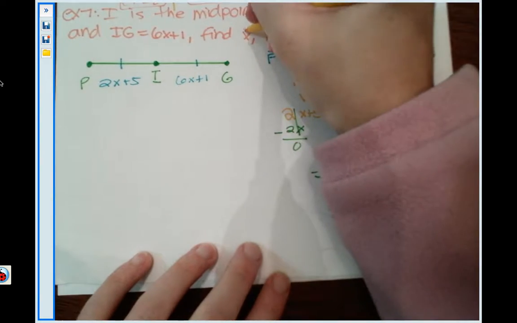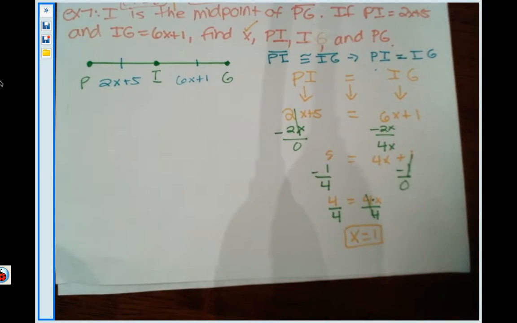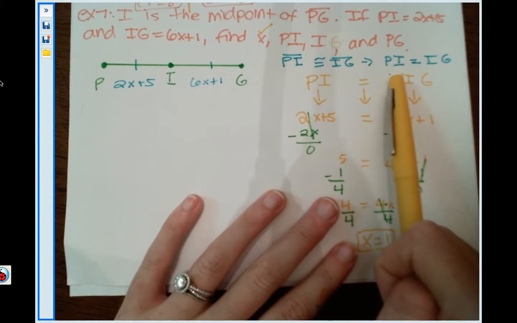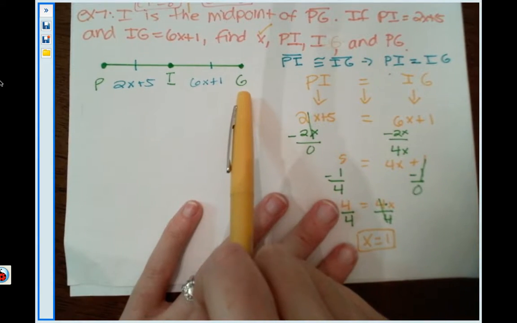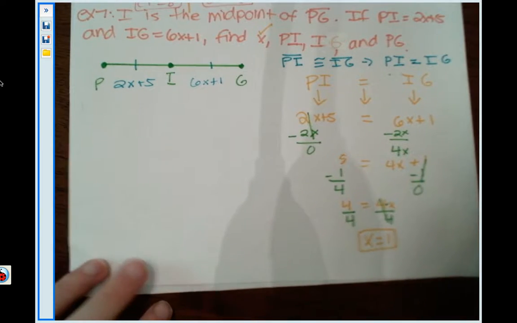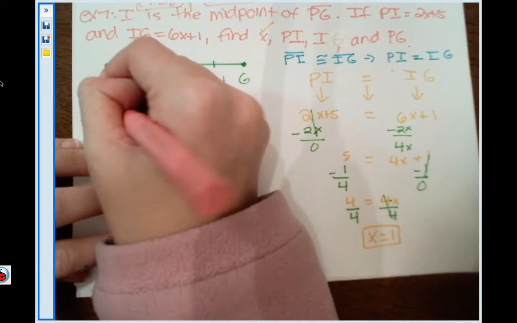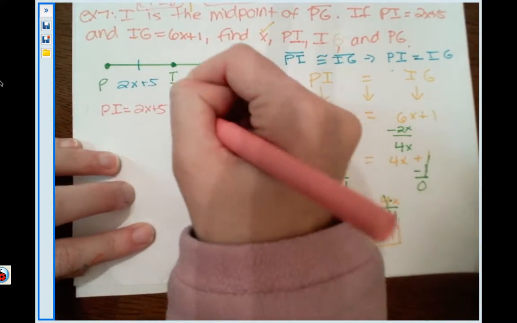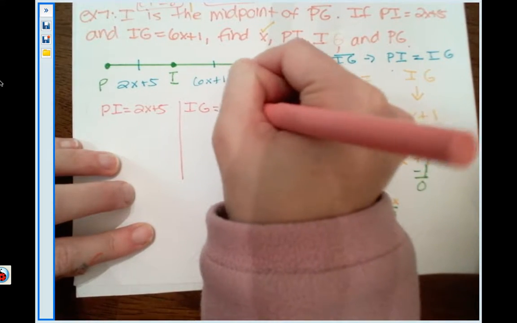Alright guys, so we found x, but we're not done. We gotta find PI, IG, and PG. So let's start solving. And technically, I know that if I solve for PI, technically I know IG, but it's good to solve for both just in case you did something wrong. Okay, so let's start solving this thing. We're going to solve for PI, which equals 2x plus 5. And we're going to solve for IG, which equals 6x plus 1.